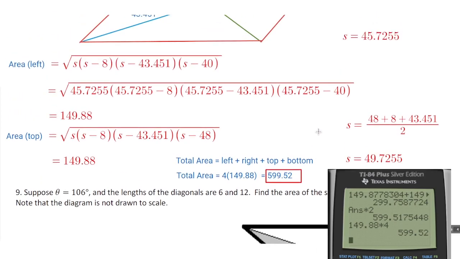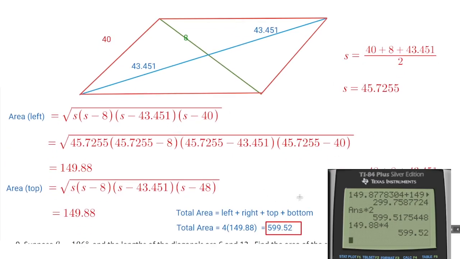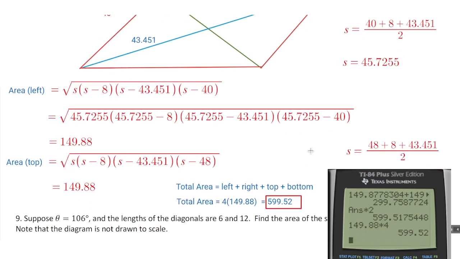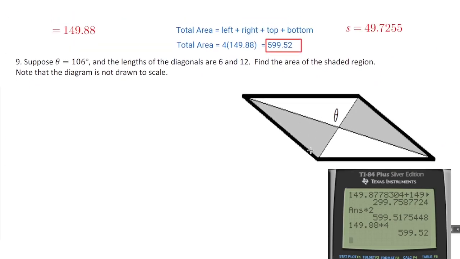All right, so that's how you can use Heron's formula to find the area of a parallelogram if you know the lengths of the sides and the diagonals. That leaves us with one last problem, which is going to be kind of similar, except instead of using Heron's formula, we're going to use that other area formula that we have. So let's label some of this.